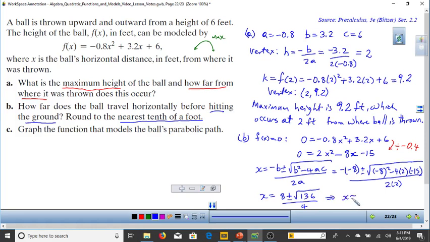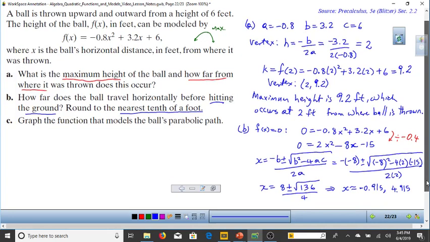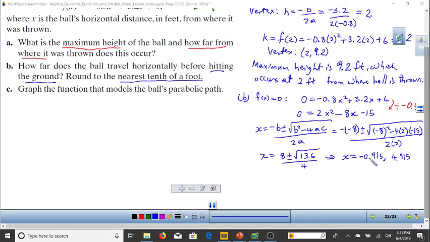x is either equal to negative 0.915, which you can work out on the calculator, or positive 4.915. Since you're measuring from the start, a negative distance means you went backwards, but we're moving forward here. So the answer for part B is 4.9 feet when the ball hits the ground.